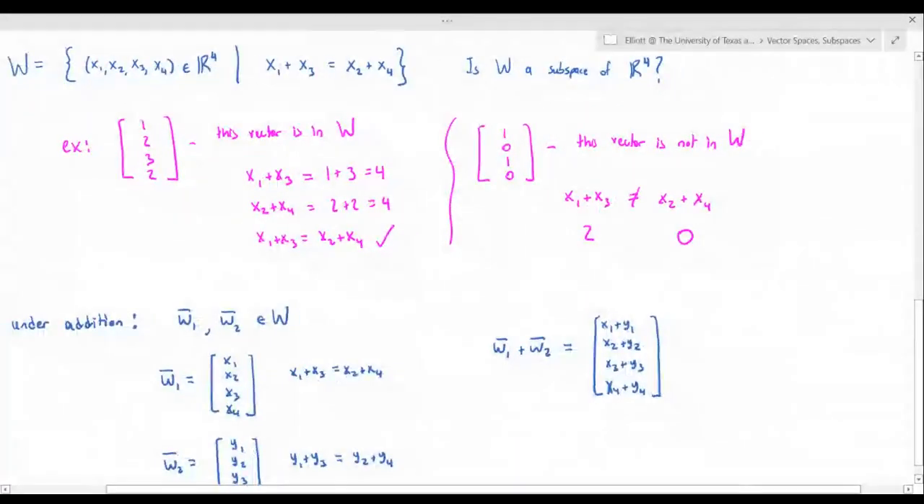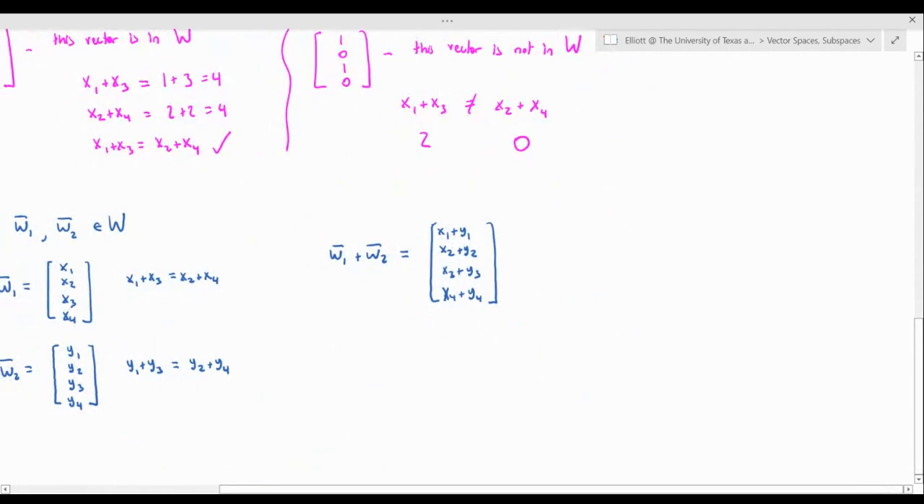To check if this vector is in W, we need to check if it satisfies this defining condition for W up here. Okay. So we need to check: if we take the first component of the sum plus the third component, we need to check if this will be equal to the second component plus the fourth component.